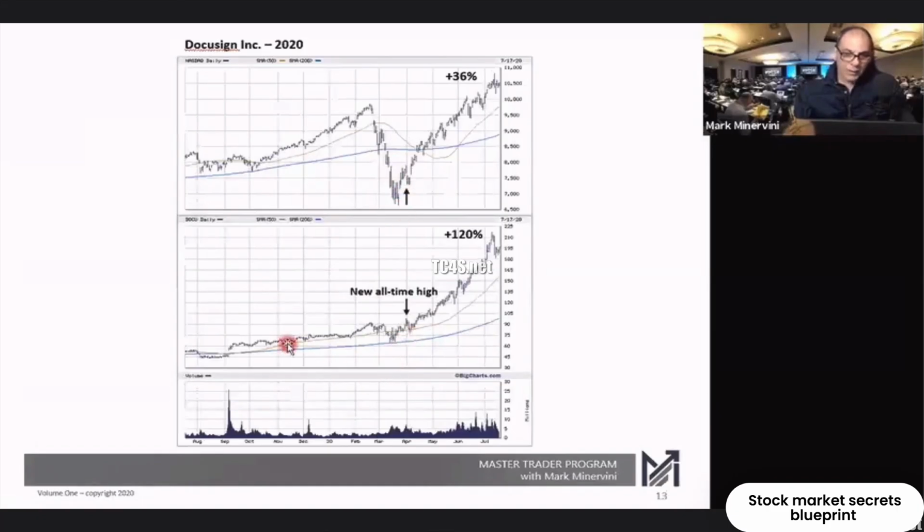This stock's just screaming that it wants to go higher, and then over the subsequent months, the NASDAQ goes up 36%, and DocuSign goes up 120% during that same period. You see, that's how you get that leverage. Very similar to the Lumber Liquidators situation.